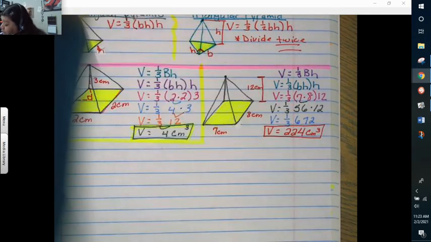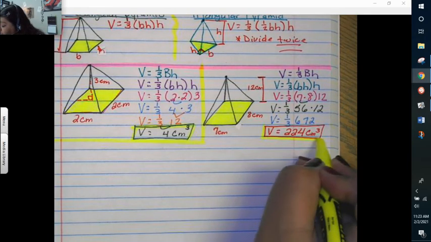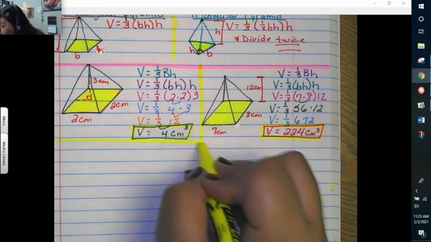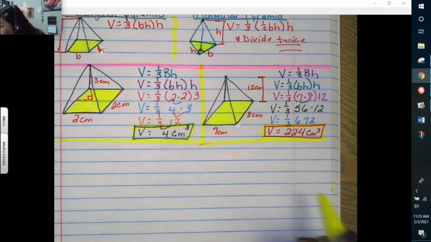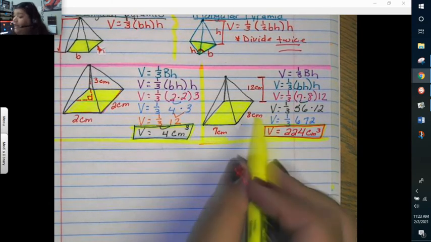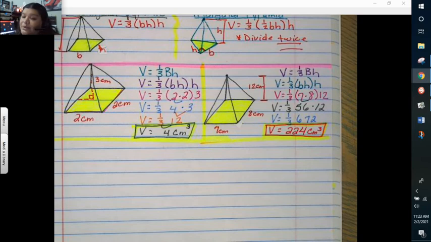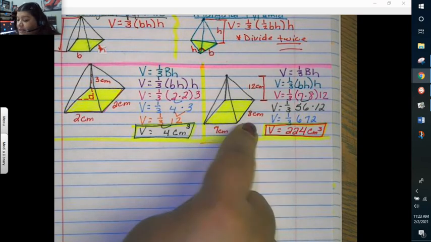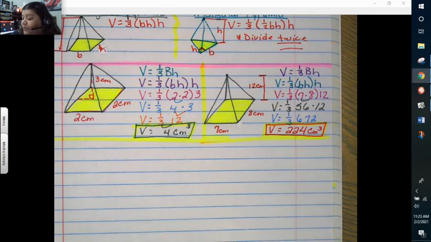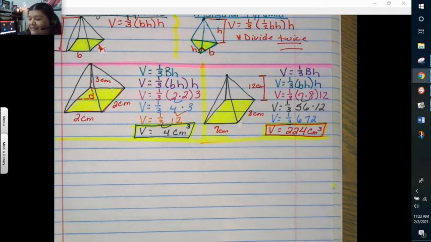All right. So again, it's pretty much just base times height divided by 3 because we do have a pyramid here. Okay, it's not a prism, it's a pyramid. All right. So base times height divided by 3. Good. You ready for those tricky triangular pyramids?